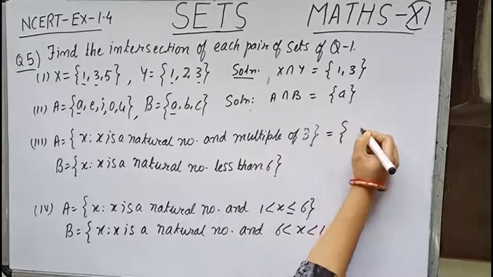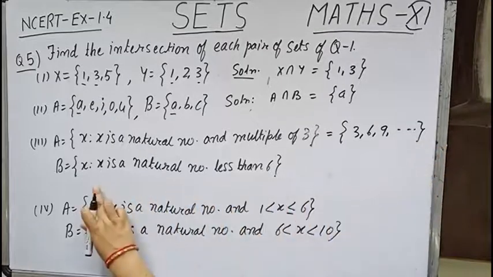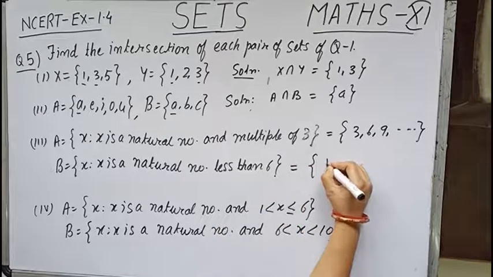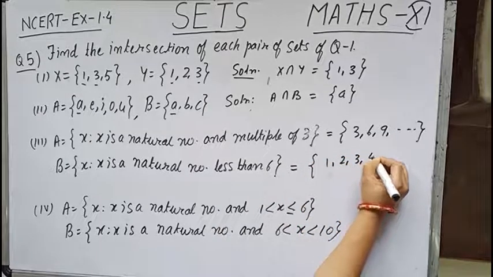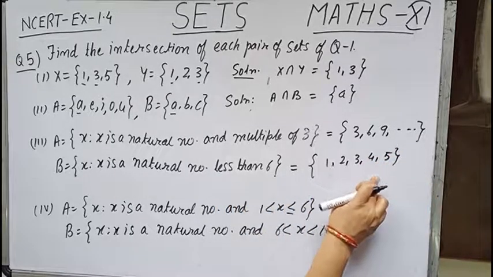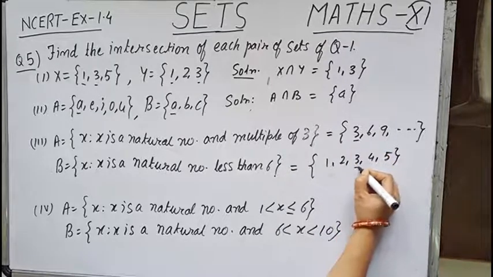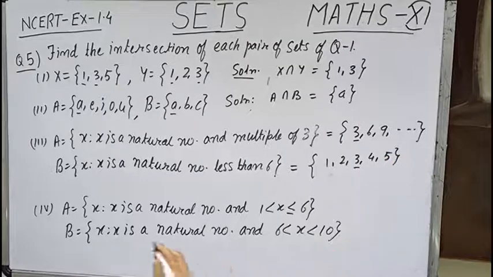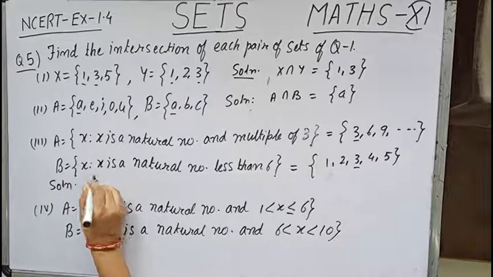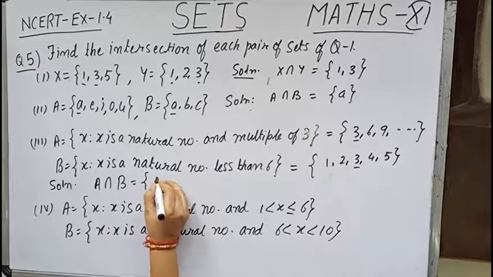Subpart number 3, A is X such that X is a natural number and multiple of 3. So this will be equal to 3, 6, 9 and so on. And B is equal to X such that X is a natural number less than 6. So this you will be writing 1, 2, 3, 4 and 5. Natural numbers less than 6. Now the common element to the sets A and B is, we can see over here 3 and no other element. So in the solution part you will be writing, the sets are A and B. So A intersection B equals the set containing 3.